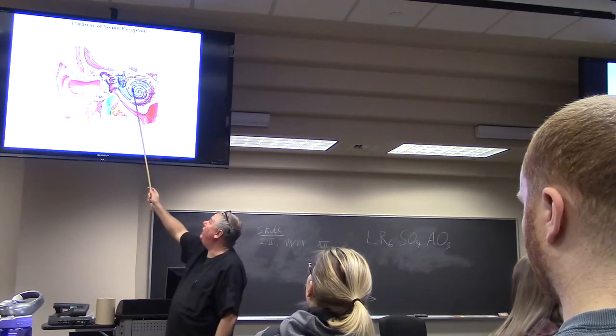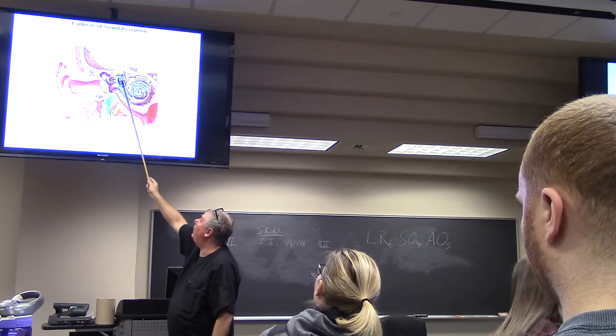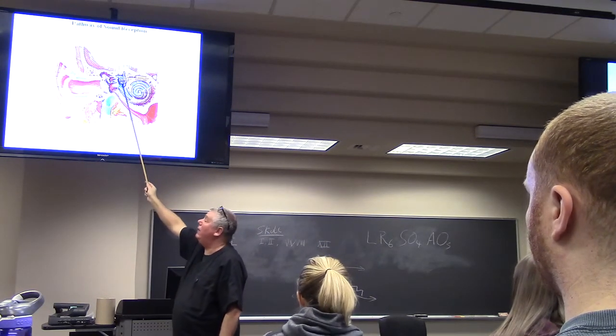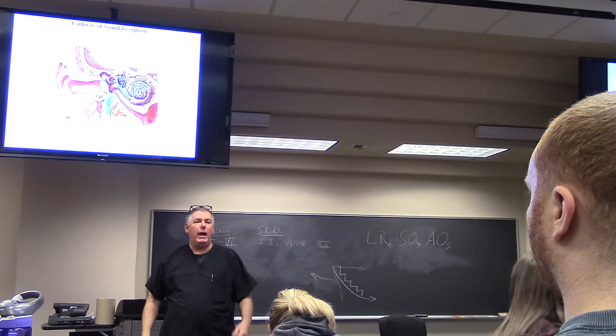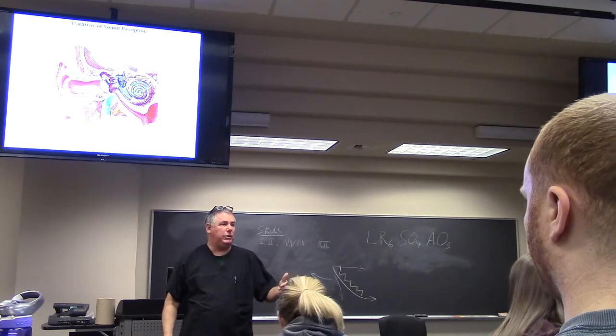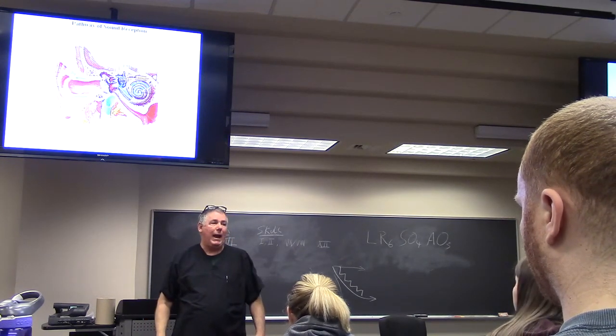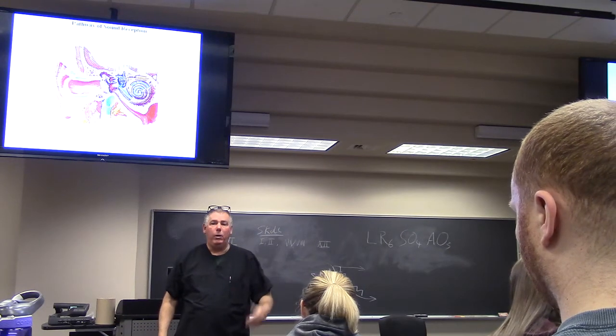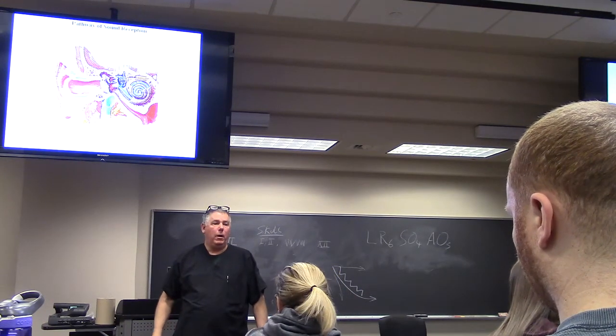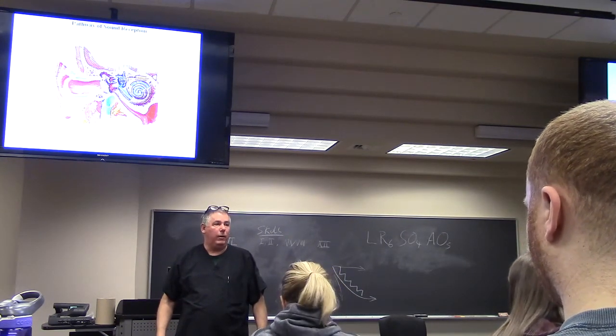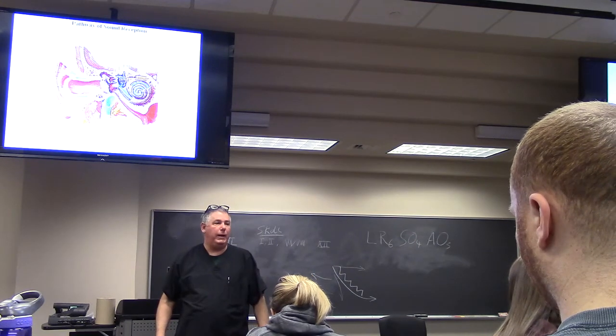The other part of the inner ear is right here. That's the vestibular portion, which is related to balance. We'll go through that when we do neuroanatomy as well. That's really a complicated system.